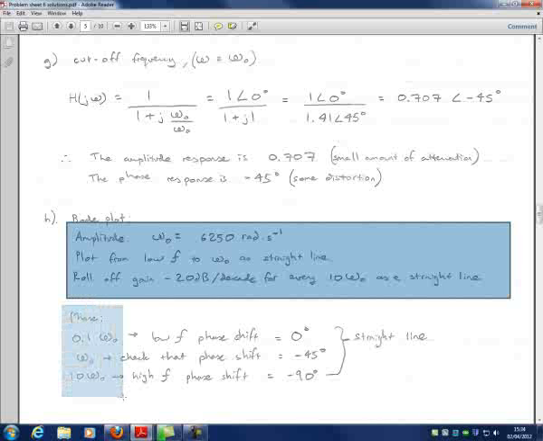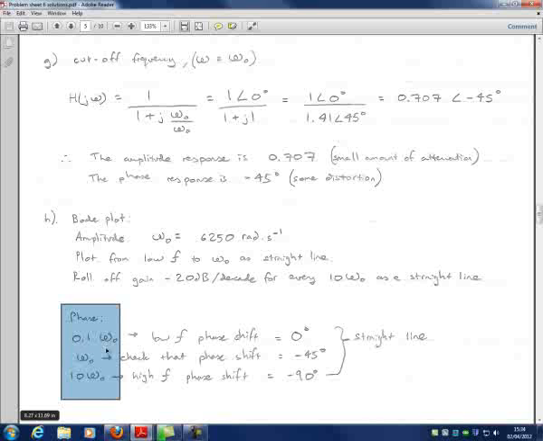For the phase, we're really interested in 3 frequency points. We're interested in 0.1 omega naught because we assume this is the low frequency response. We're interested in omega naught, which is the cutoff frequency, and we're interested in 10 omega naught, which we assume is the high frequency response.